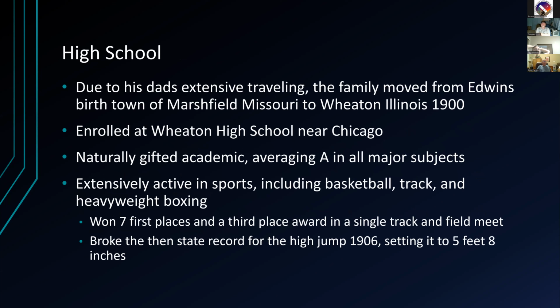So skipping on to his high school time, his dad, being an insurance executive, traveled extensively around what I presume is the central U.S. And I have a Zoom thing blocking my slides, so I can't read it. They eventually moved from Hubble's hometown in Marshfield, Missouri, to Wheaton, Illinois in around 1900. I saw another article that said 1889; it varies. Around this time, about 5 years later, Hubble enrolled in what is Wheaton High School near Chicago.